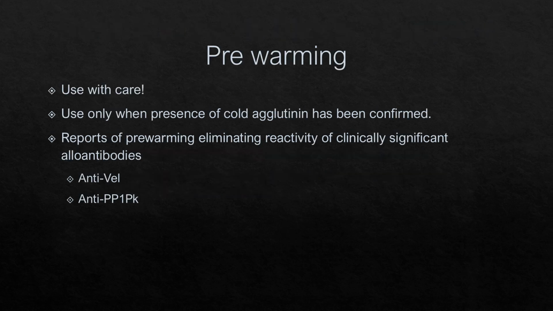Okay, pre-warming is a technique we might use whenever we have a cold agglutinin that's getting in the way. We might use this to resolve some ABO discrepancies, but we have to be careful because there are a couple of clinically significant antibodies that can go away with pre-warming techniques.